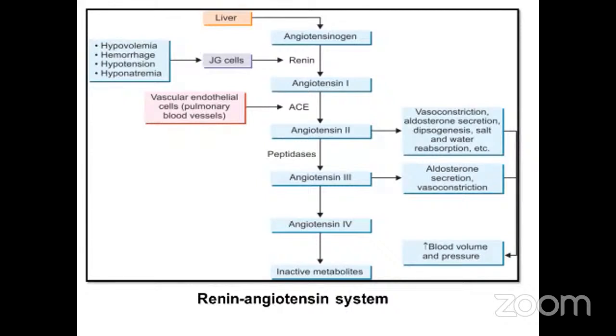Angiotensin 2 is again converted into angiotensin 3 by peptidases, and angiotensin 3 is also an active form, which causes aldosterone secretion and vasoconstriction. Again, this increases the blood volume and blood pressure. Angiotensin 3 converts into angiotensin 4, which gives inactive metabolites. So only two active forms are there, angiotensin 2 and angiotensin 3, and because of vasoconstriction and sodium and water reabsorption, there is an increase in blood volume and blood pressure. Thus the renin-angiotensin system acts.